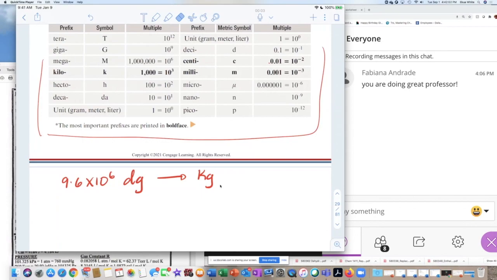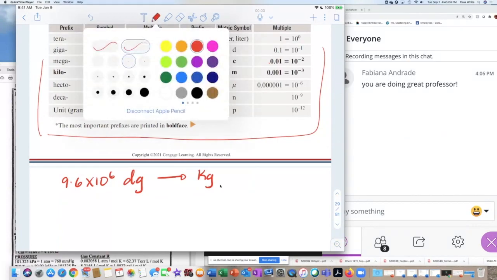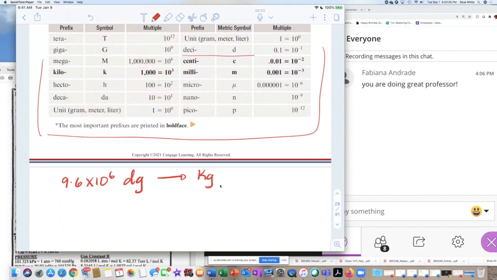Hold on. Okay, so this one right here. All you're doing is trying to get an equality first. So you always write 1. Keep it simple. So 1 dg equals what grams?